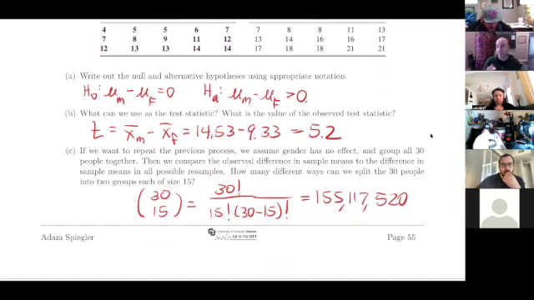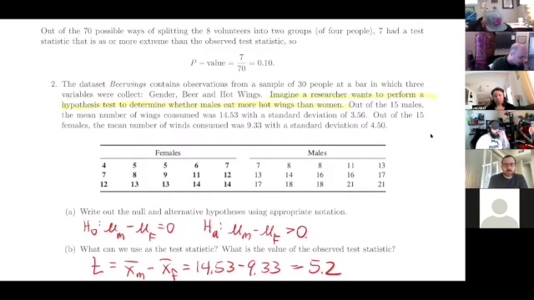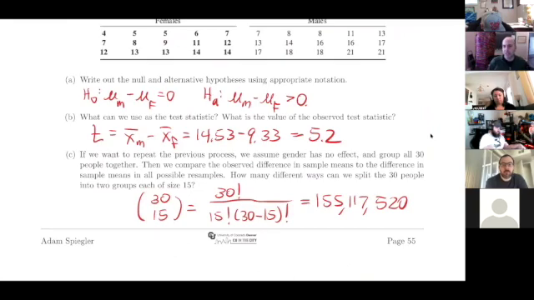Now if we want to consider the permutation distribution for this, we have 30 people in the study, 15 of them male and 15 of them female. So we actually have two even-sized groups here. If you did this one on the quiz, you should have gotten about 155 million ways of doing this. Any questions about that?